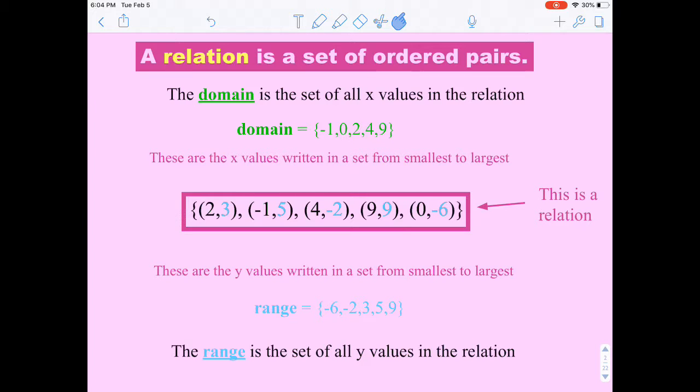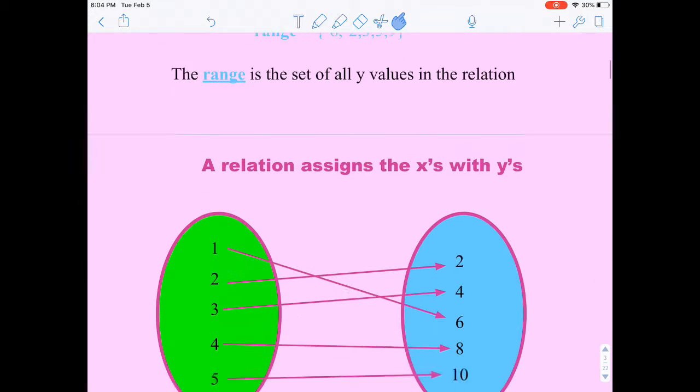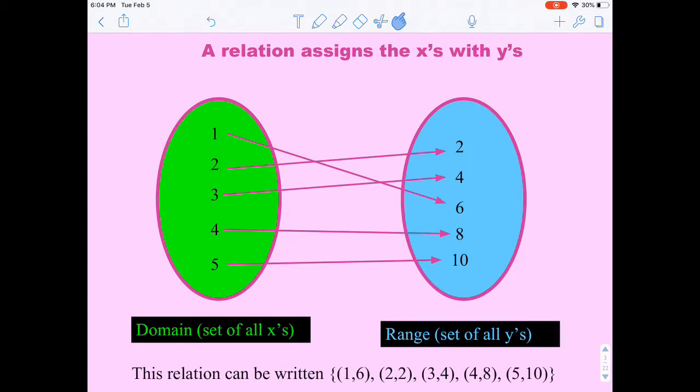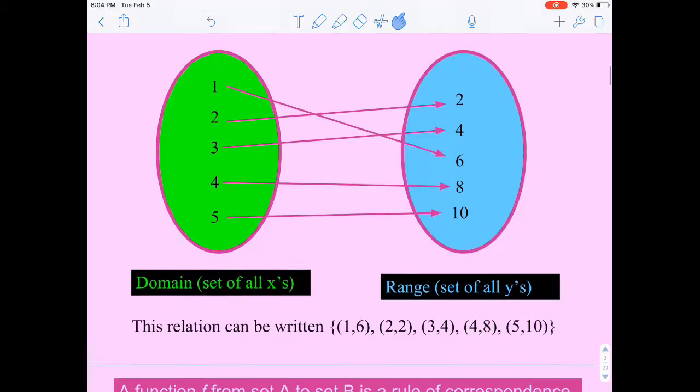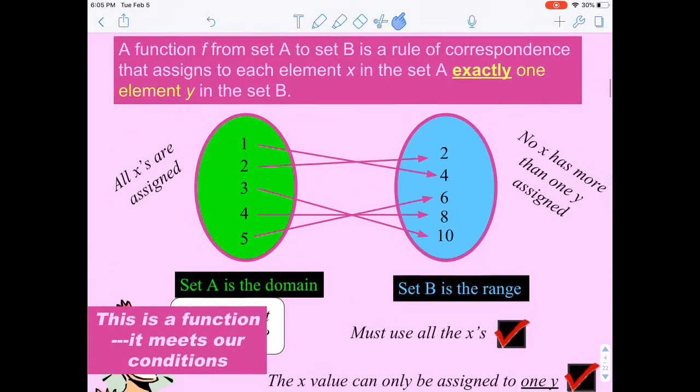A relation in general is just a set of ordered pairs, something we come across a lot in Algebra 2. Within that set of ordered pairs, you have a domain and a range. Your domain is your set of all x values, so 2, -1, 4, 9, and 0, and your range is all your y values in the set, 3, 5, -2, 9, and -6. In this mapping diagram, which I'll explain a little later on, they put the x values, or the domain, in the first circle, and the range values, or the y values, in the second circle, and then connected the lines between the values.